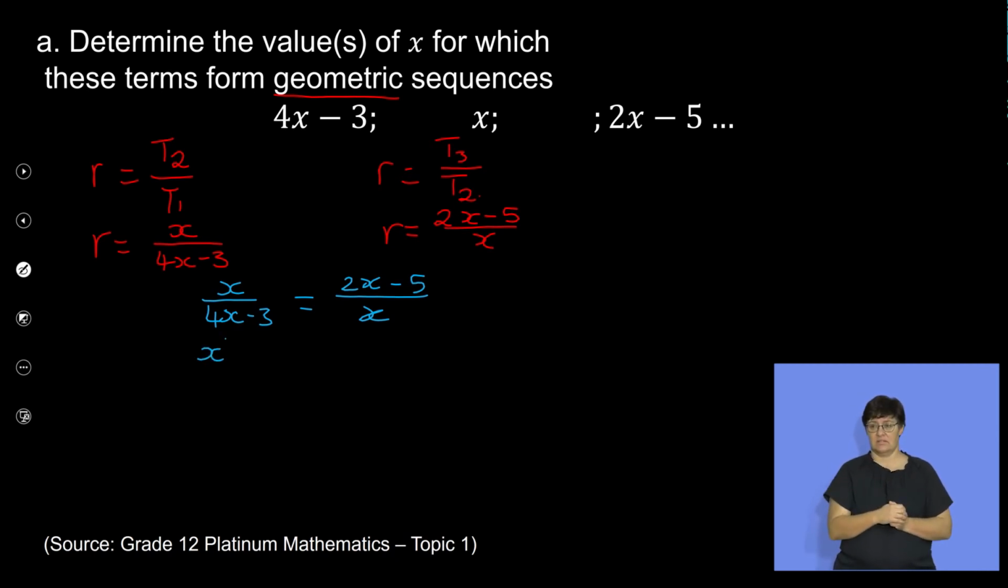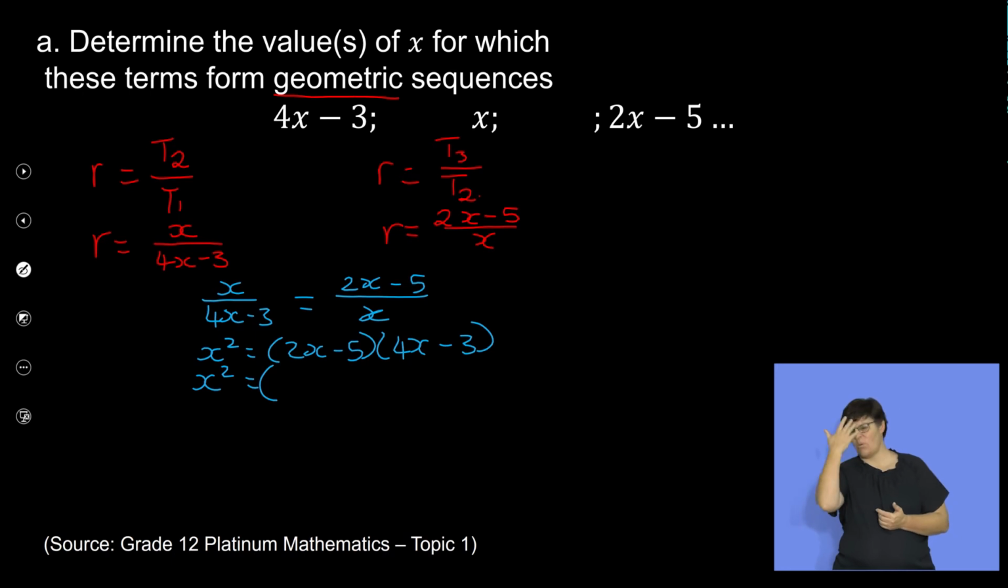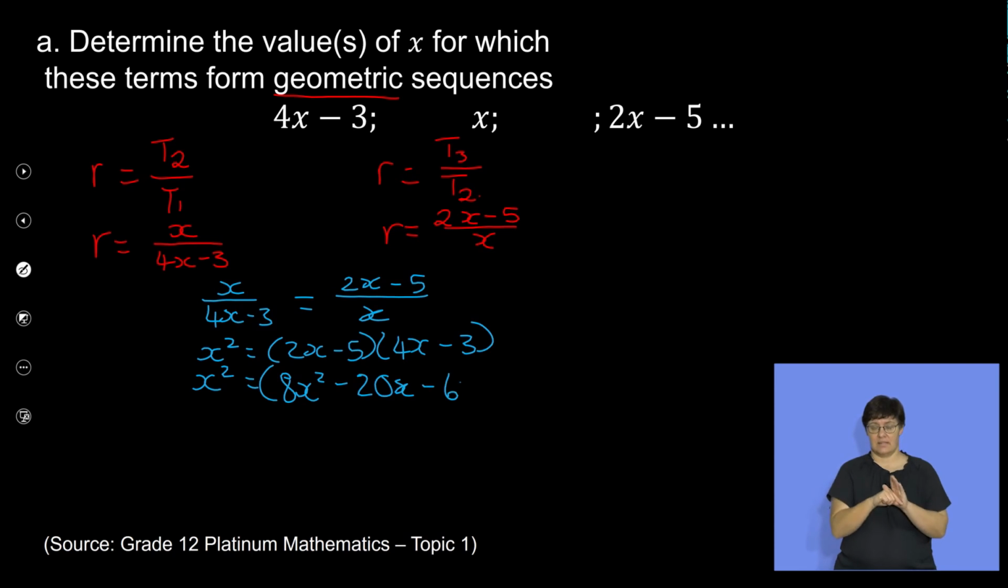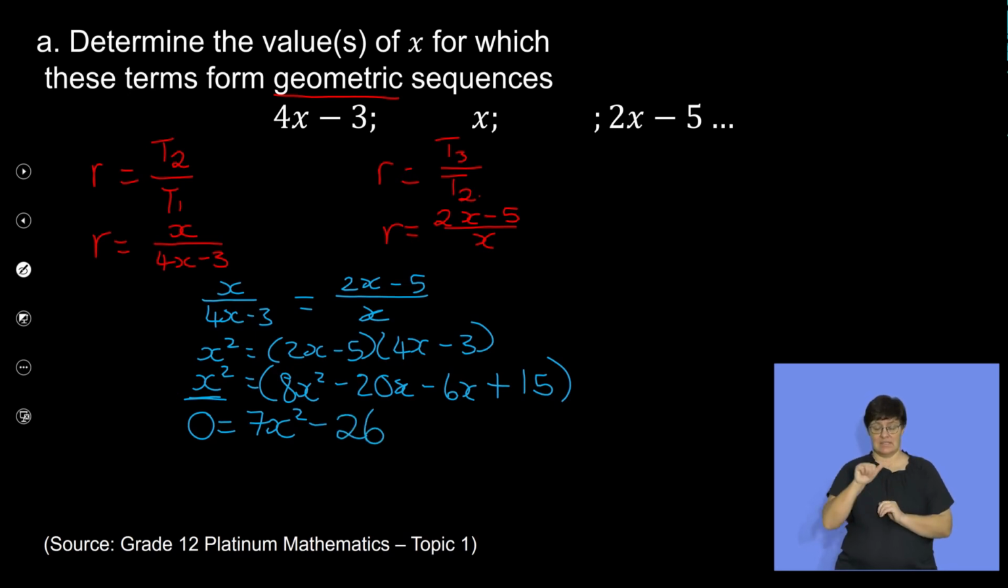I'm going to do some cross multiplication over here in order to solve for x. So I'm going to have x squared is equal to 2x minus 5 times 4x minus 3, which means, if we do FOIL or however else you know how to multiply binomials together, you're going to end up with 8x squared minus 20x minus 6x plus 15. Then I'm going to take this x squared over to the right-hand side. So I'm going to have 0 is equal to 7x squared minus 26x plus 15.